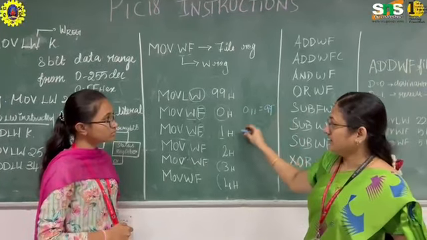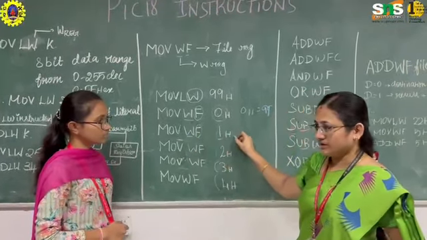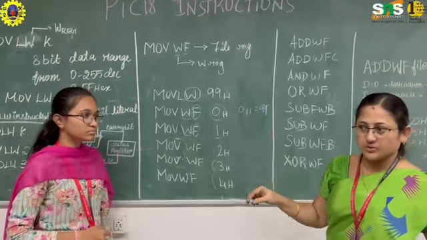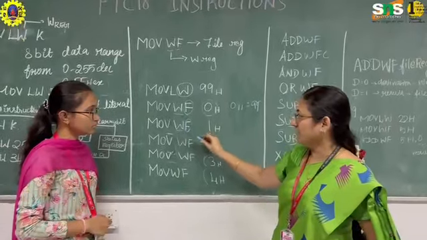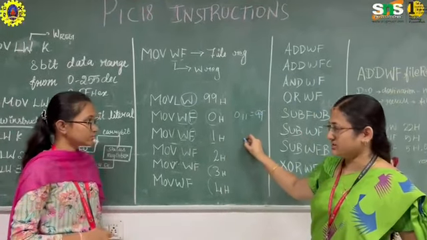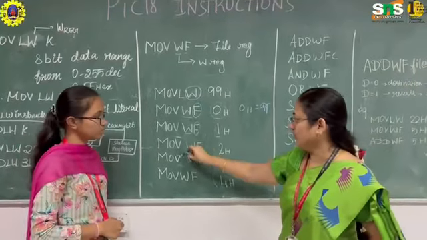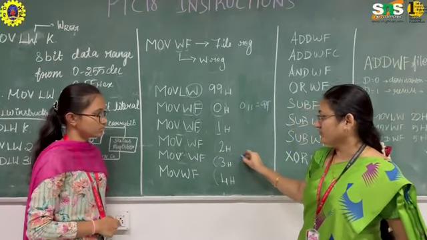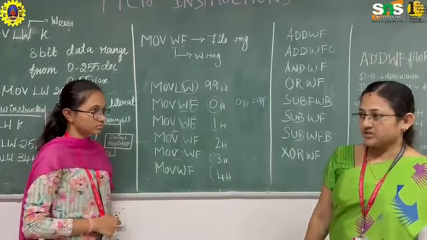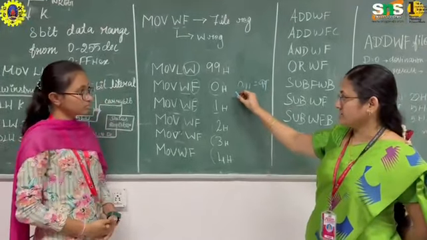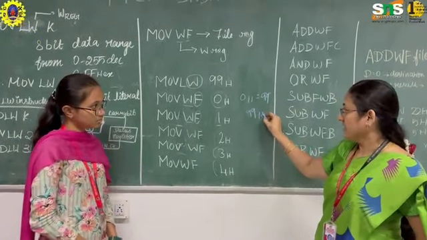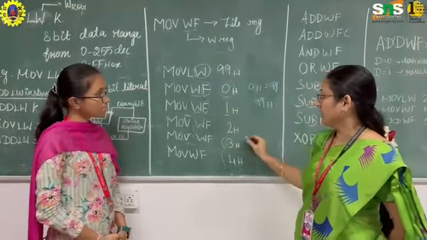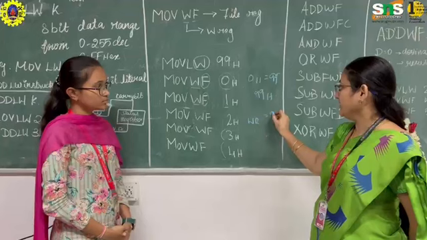Okay. The next instruction is MOVWF 1H. So now the location is changed from 0 to 1H. The W register already has the value 99. This 99 value is moved to location 1 in the file register. The same applies to MOVWF 2H, MOVWF 3H and MOVWF 4H. Now all the file register locations 0, 1, 2, 3, 4 have the value 99H. In the same way the W register also has the value 99H.